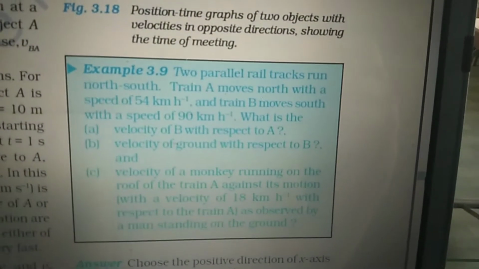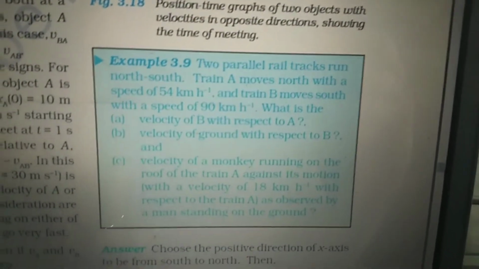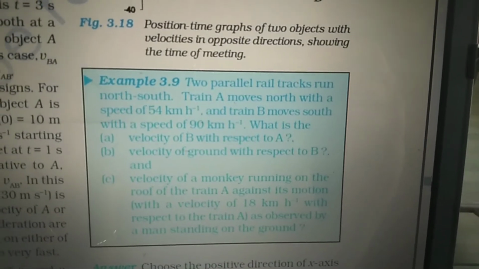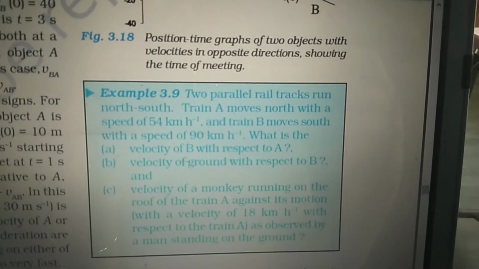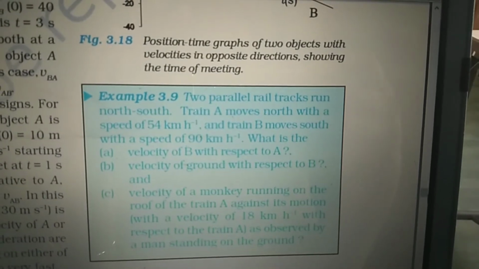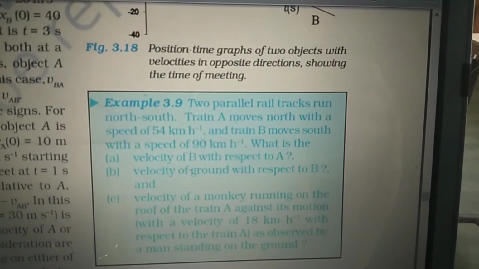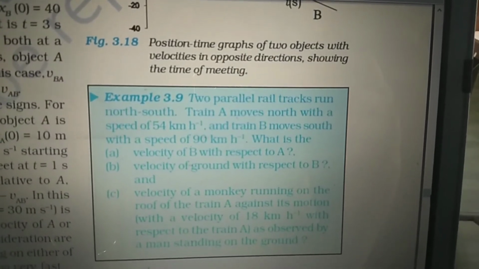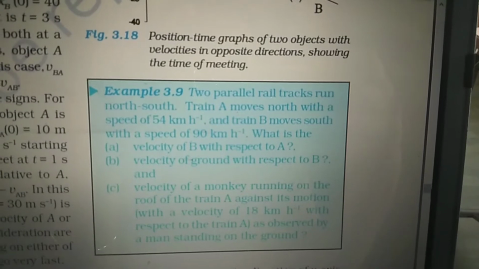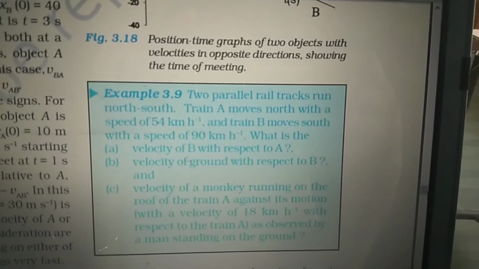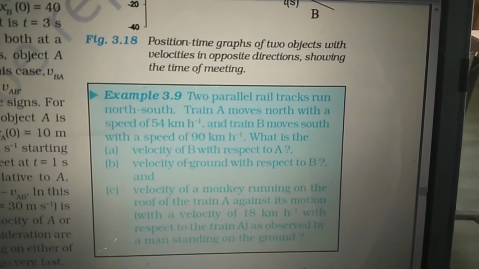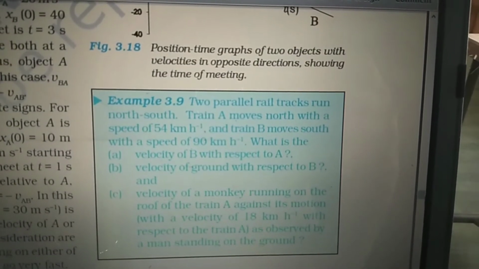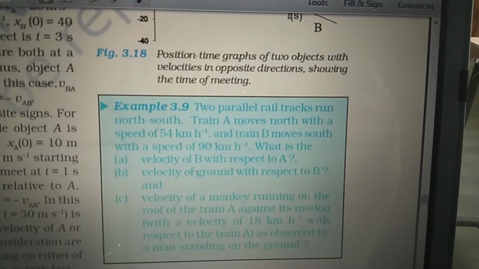Two parallel rail tracks run north-south. Train A moves north with the speed of 54 km per hour and train B moves south with the speed of 90 km per hour. What is the velocity of B with respect to A? Velocity of ground with respect to B, and velocity of a monkey running on the roof of the train A against its motion with a velocity of 18 km per hour with respect to the train A as observed by a man standing on the ground.